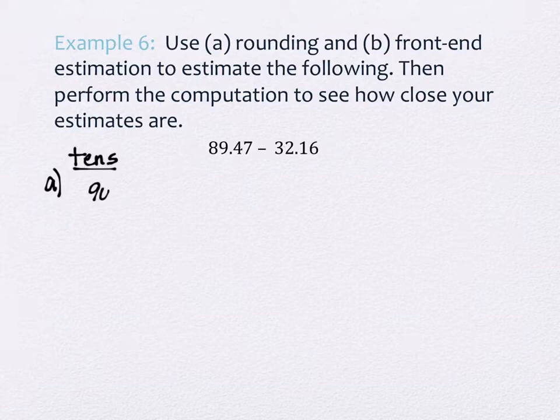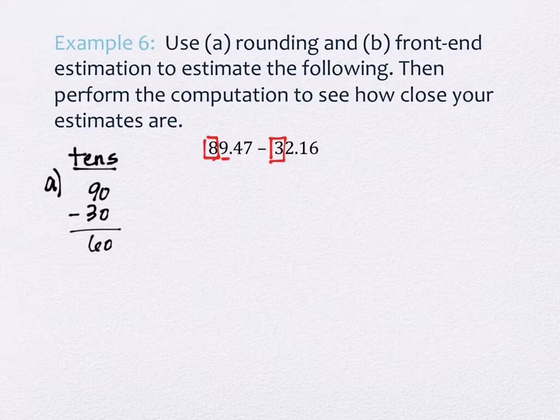It would be 90. My 8 is in the tens place, and the 9 here would make the 8 round up, so I have 90. How about the 32 and 16 hundredths? Yeah, the 3 will stay as 30 because the 2 that follows it is in the ones place. So 90 minus 30 would be 60. Thank you. Okay, cool.